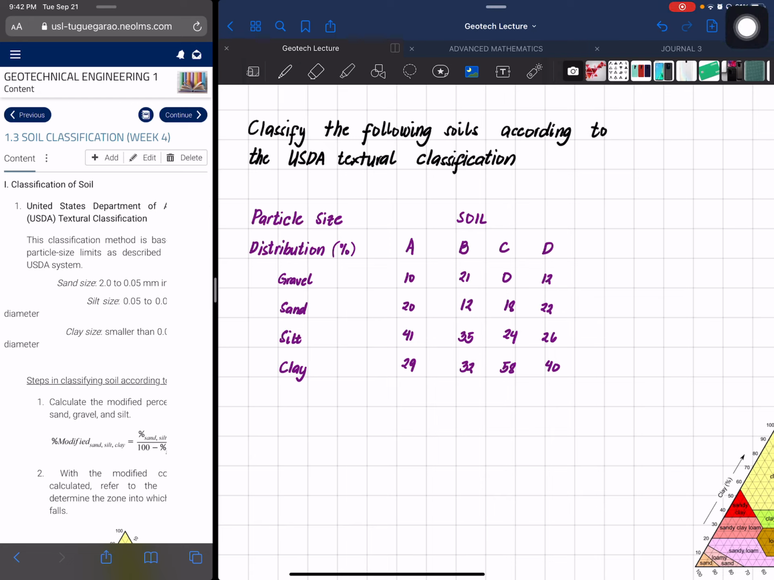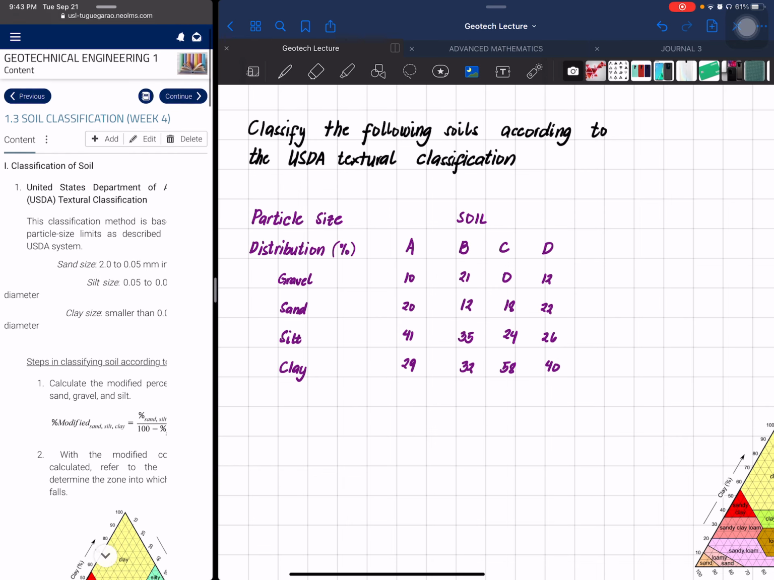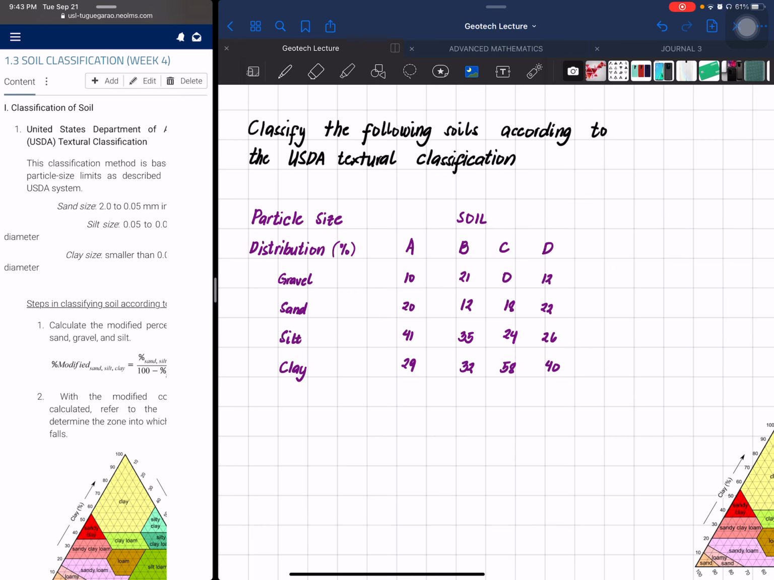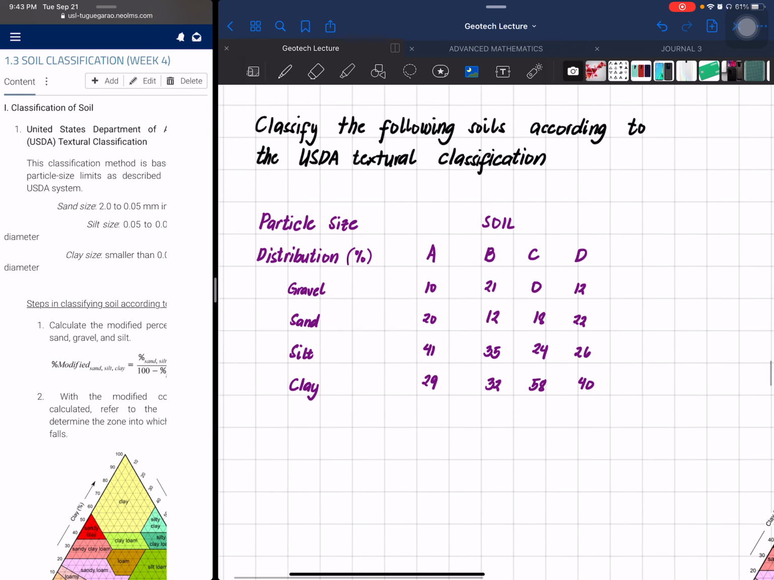Okay, so for today, I'm going to be discussing soil classification. Madali lang naman yung soil classification. It's much easier to understand than the physical properties of soil. What we have here in the left panel is the LMS or the module, and on the right panel is our example.